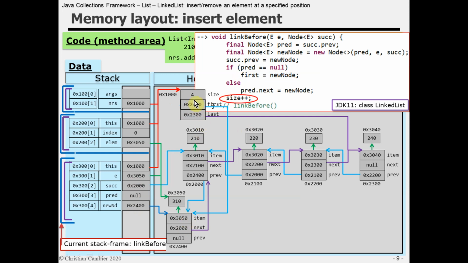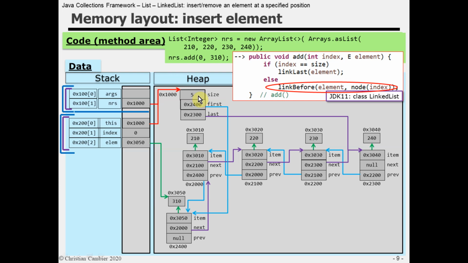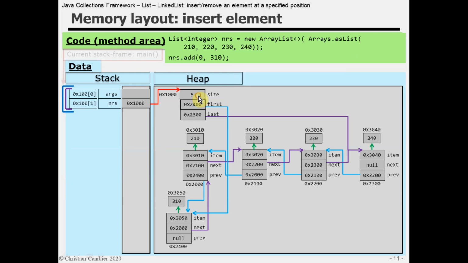Last thing we need to do is increment the size to 5, and that's it. Our node has been added. We leave the method, clear up the stack frame, and go straight back to the main method. And voila, our node has been added all the way at the beginning, position 0, with a value of 310. And if we start at this node, the next property will refer to the second node. And the first node is being referred to by that node as well via its previous property. So the chain has been extended with a new node.